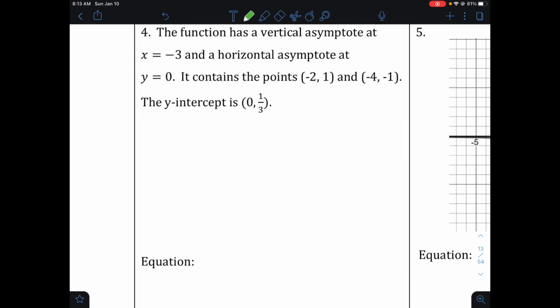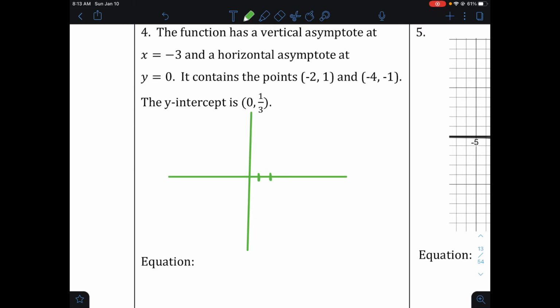All right, so now we've got number 4. The function has a vertical asymptote at x equals -3 and a horizontal asymptote at y equals 0. It contains the points -2, 1, -4, -1, and the intercept 0, 1/3. Okay, so there's a lot going on here. Let's go ahead and draw a graph.